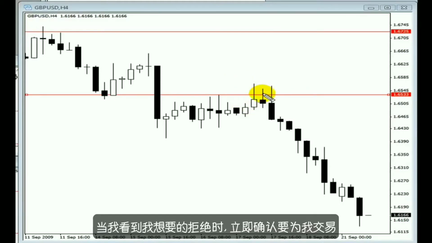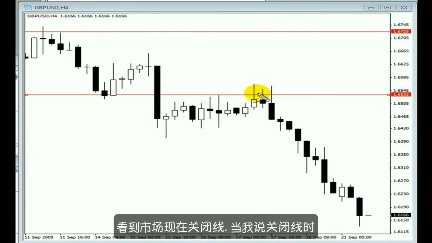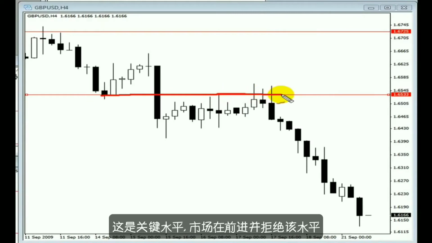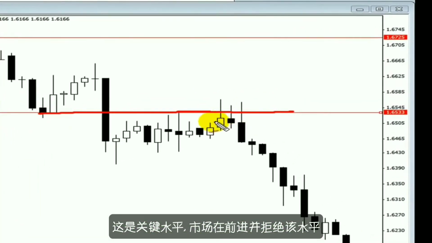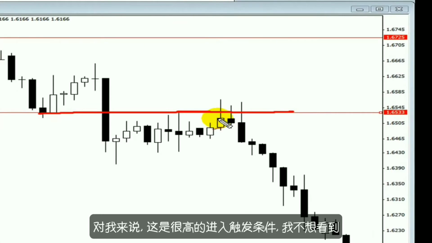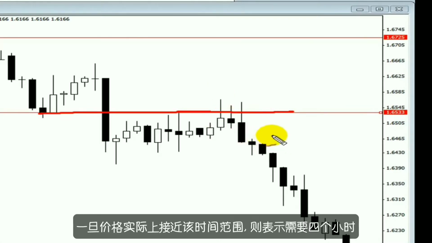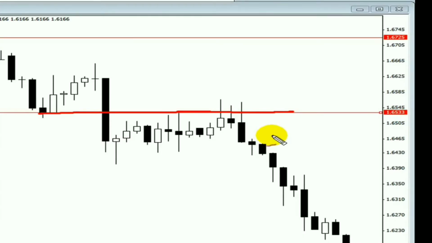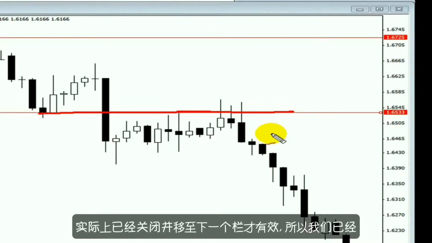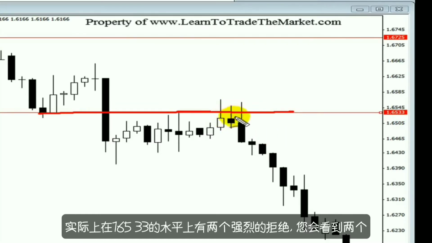Now when I see these rejections, I want to see the market closing off the line. Now when I say closing off the line, if this is the key level and the market moves through and rejects the level, that is a very high probability entry trigger for me. I don't want to see the market move through and close. Now with candlesticks, the signal is only valid once that price is actually closed. That time frame, say it's 4 hours, it needs to actually have closed and moved on to the next bar to be valid. So we've actually got 2 strong rejections here of this level at 165.33.